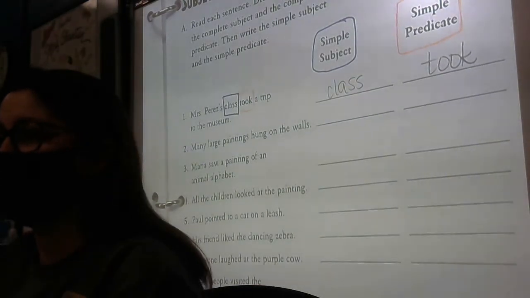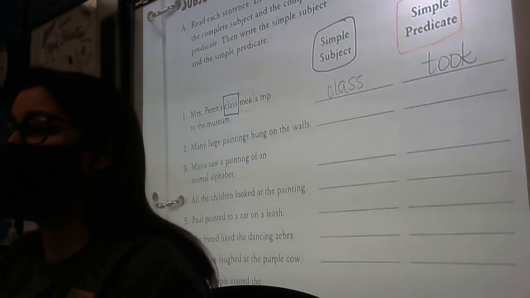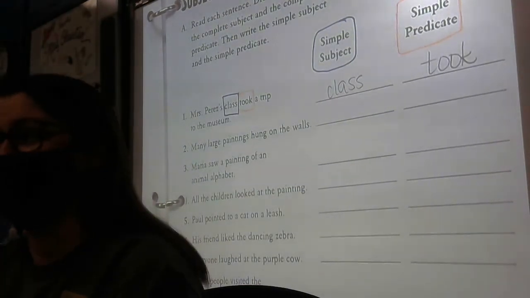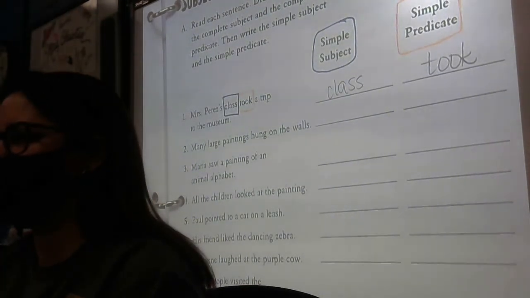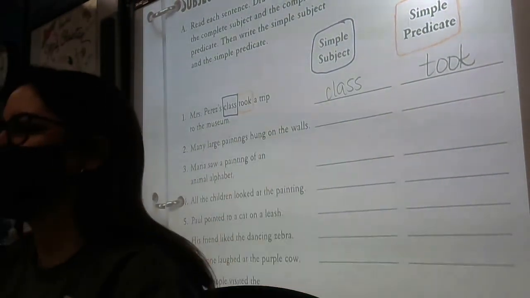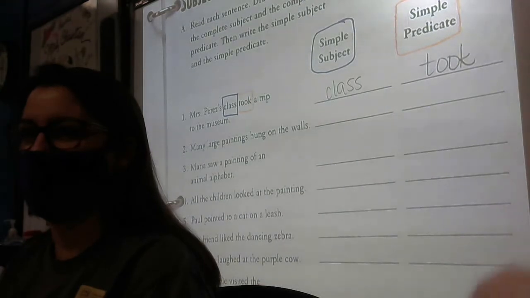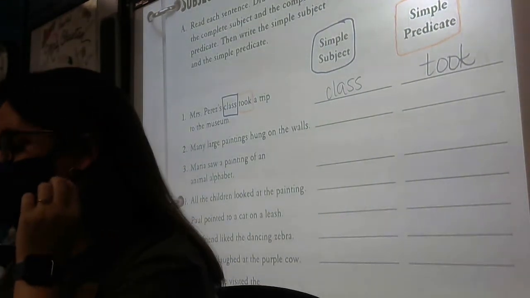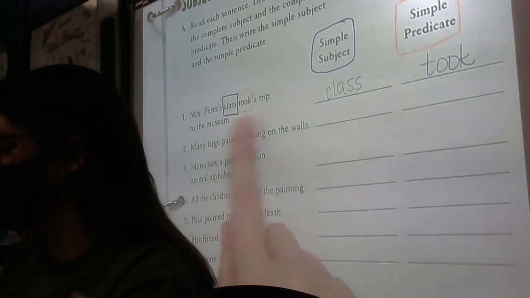If you have a subject and a predicate, you have a sentence. This one's a really weird sounding sentence. It doesn't have all the interesting details, but this is a sentence. Class took. Do you have a subject? Do you have a predicate? So in the simplest form, that is a sentence right there in your funky dunky rectangle.